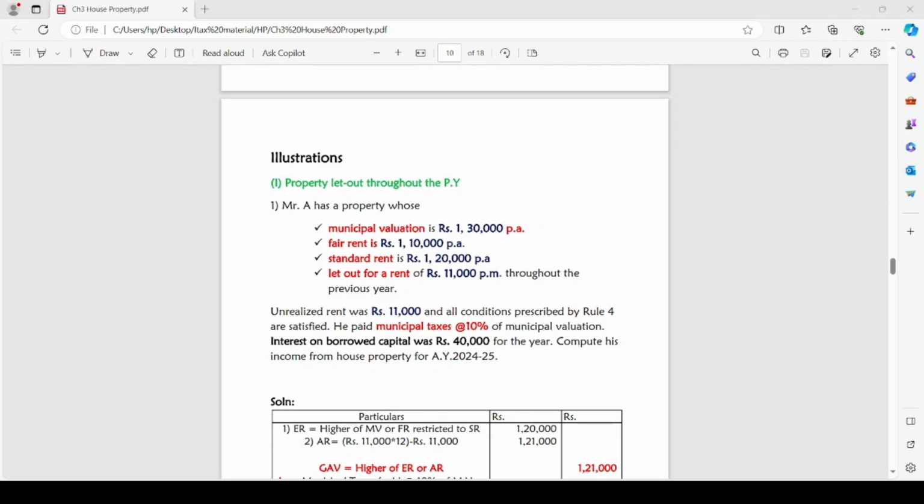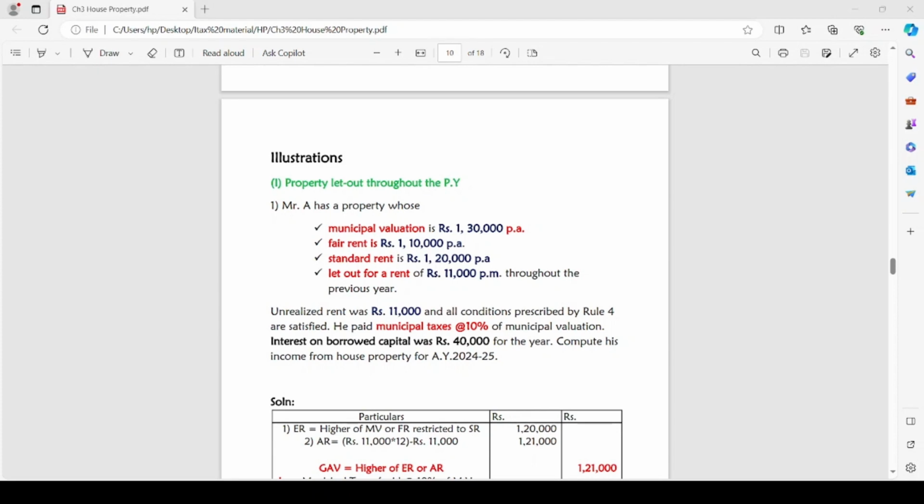Today, let us discuss a few illustrations from the topic income from house properties. In the last video, we completed discussing the concepts related to the head income from house properties, and now we are going to solve 6 illustrations which have been given in our institute material.